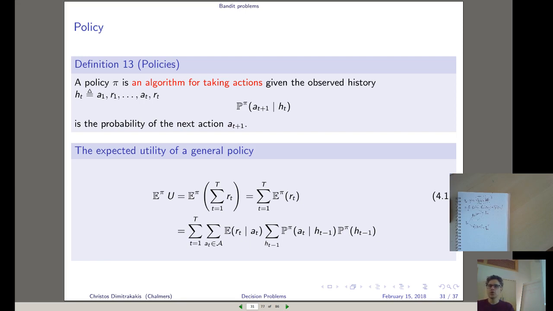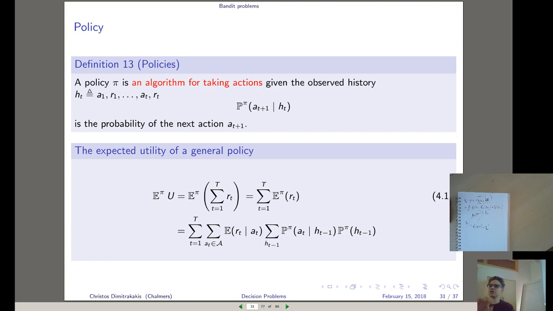So to actually find the optimal policy for this problem in general, you have to think about the probability of observing some history somewhere in the future. And the number of possible things you can observe in the future is exponential in this capital T. So you cannot really calculate the optimal policy.